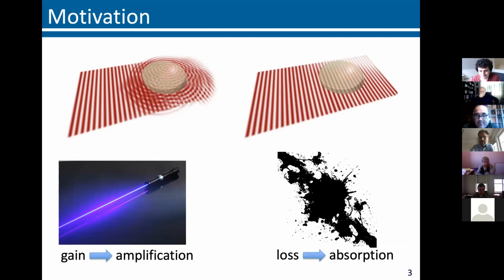Gain and loss are actually two concepts that have emerged as new ingredients in optics. Each one of them has already been studied a lot. For example, gain is the essential ingredient for building a laser. Whenever you try to amplify light, then you need a gain material. Loss is present anywhere. Just think of this black paint here that absorbs light, and you typically try to avoid it, of course. But the new ingredients that we will try to combine here is actually gain and loss in a specific combination.